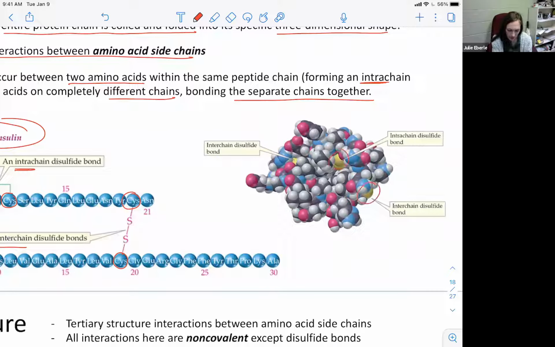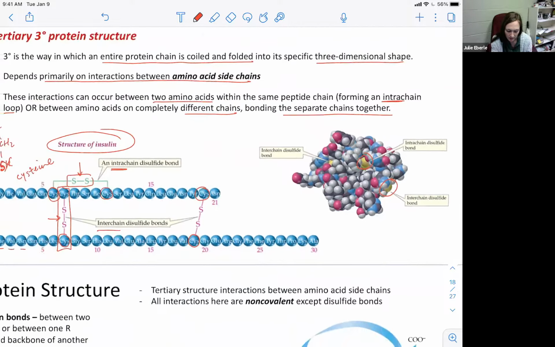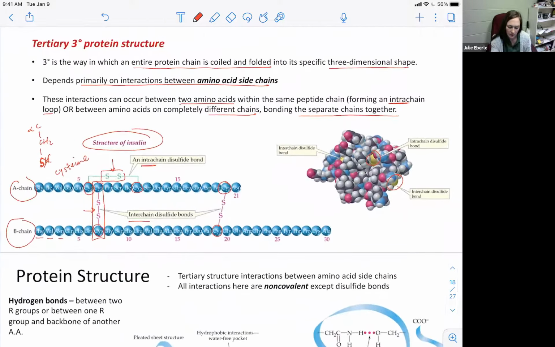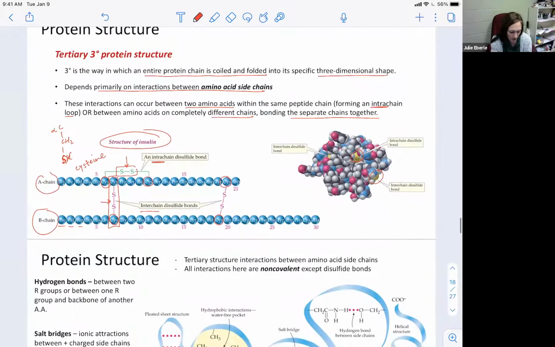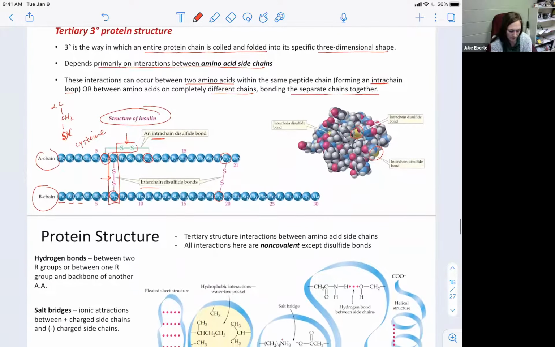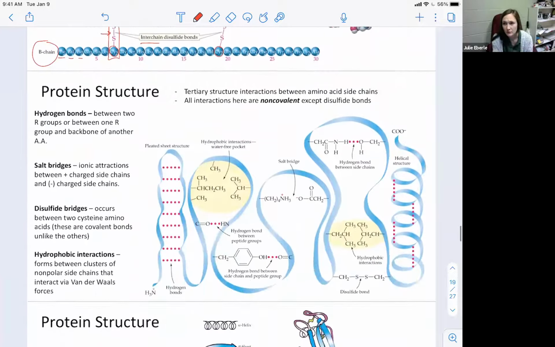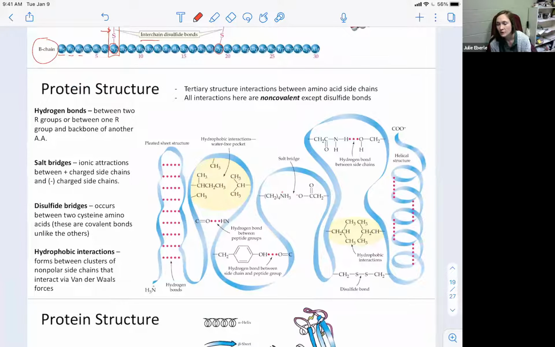These yellow, these are the interchain or intra-chain disulfide bonds that hold insulin together. And it's like globular, the three-dimensional spherical structure. Okay, so that's tertiary structure, but disulfide bonds aren't the only kind. There's many, many different kinds of ways that amino acid side chains can interact. So we're going to hit all the ways now.